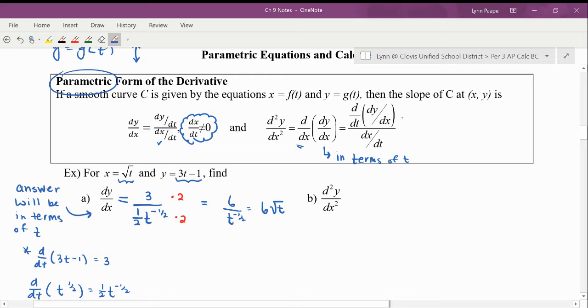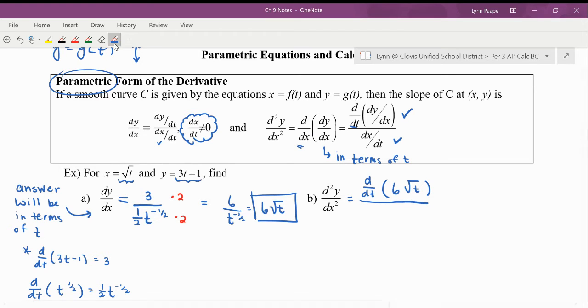So if you want to think of it as a formula, we take the derivative that we just found with respect to t first, since it's in terms of t, and then we divide that by the derivative of x with respect to t. Okay. So again, let's talk about that process. I'm taking the second derivative, so I'm going to take the derivative with respect to t of my first derivative, which was this. That's what I got. So I'm going to take that derivative and then divide by this first piece here.